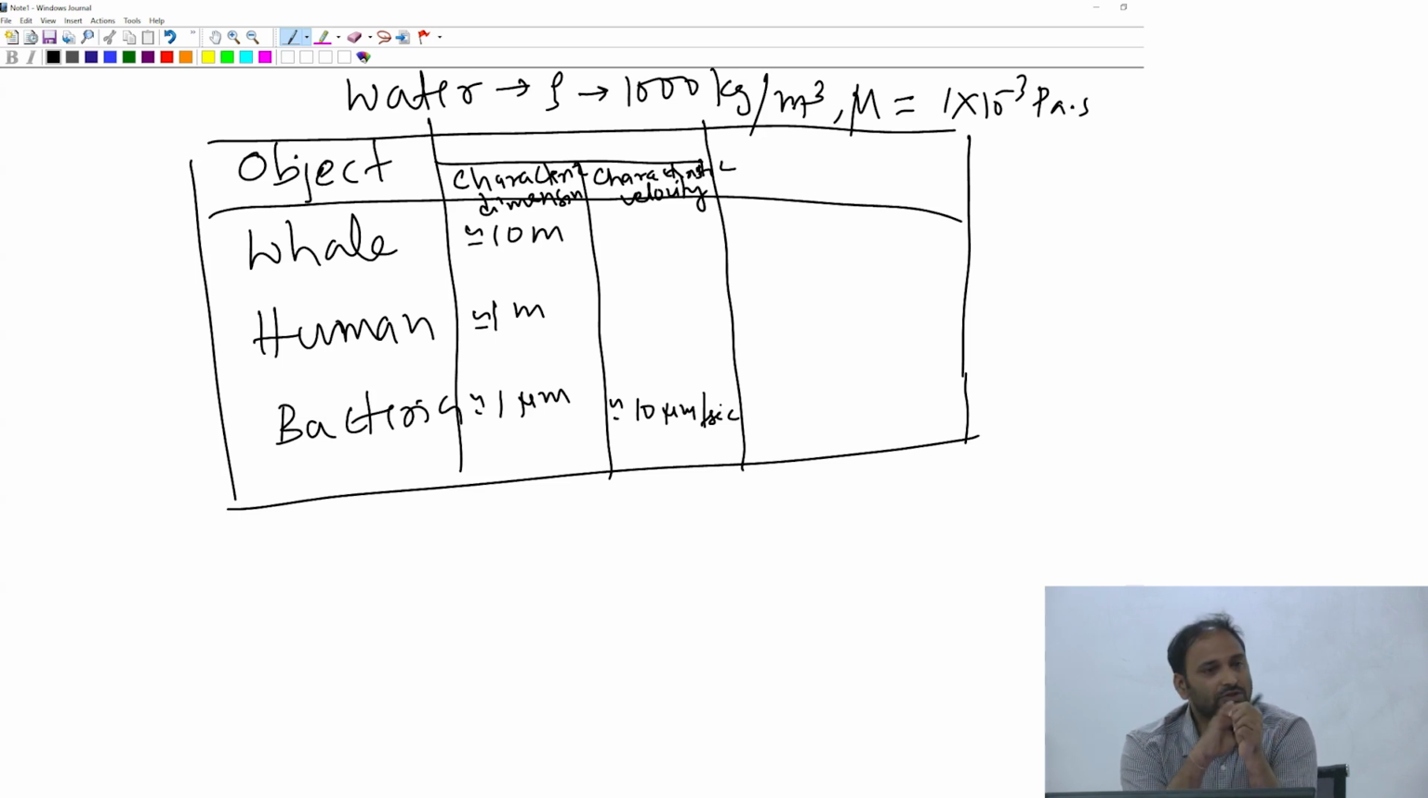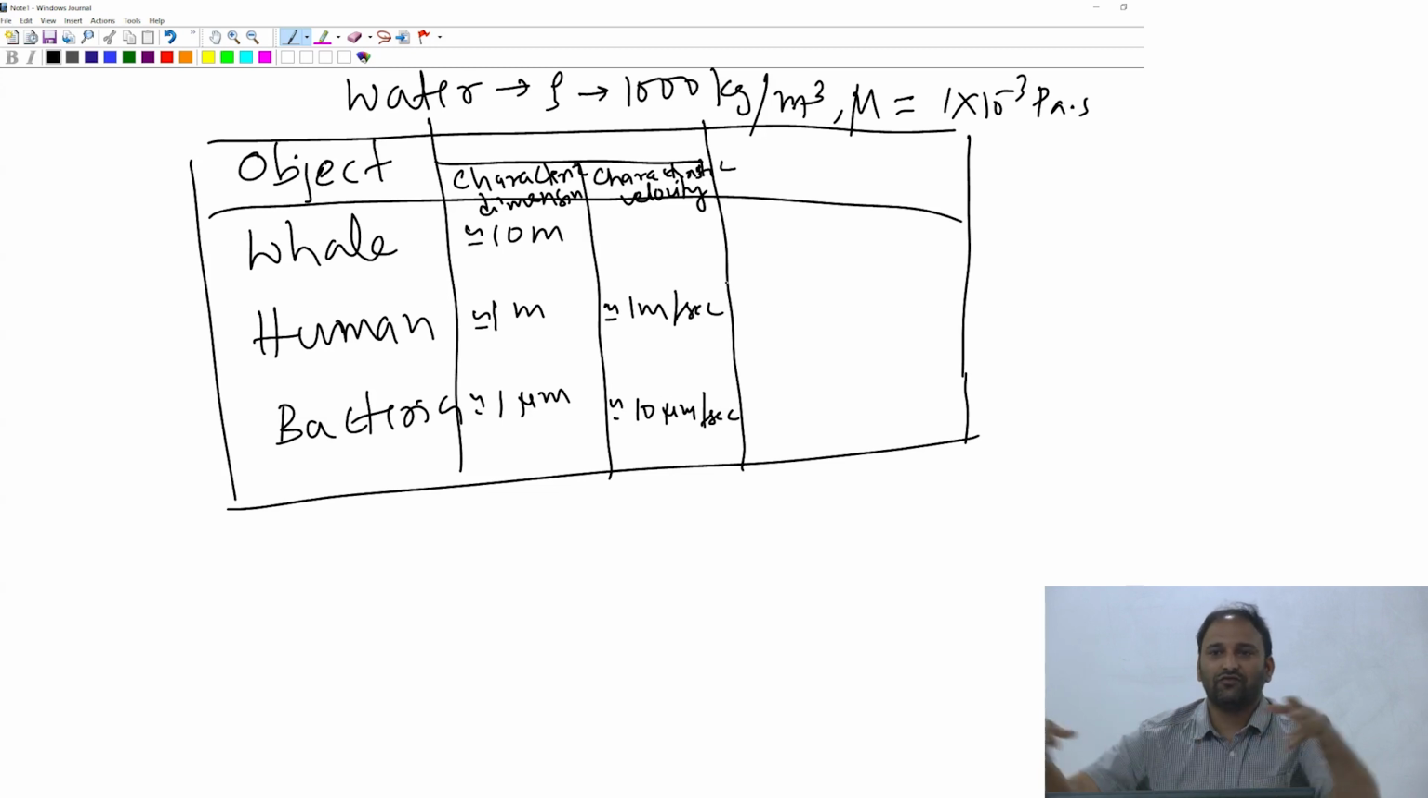What about humans? It depends from person to person. If somebody is a great swimmer, they will go a little faster. Typically it's going to be something like 1 meter per second. You can swim the length of your body in about a second or something like that. What about a whale? Similar dimension, so it's going to be something like 10 meter per second.